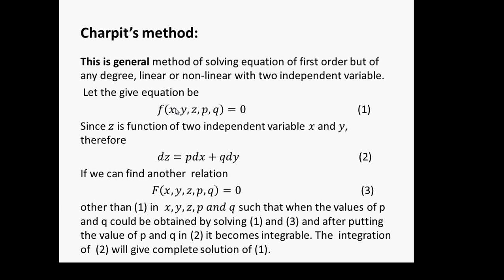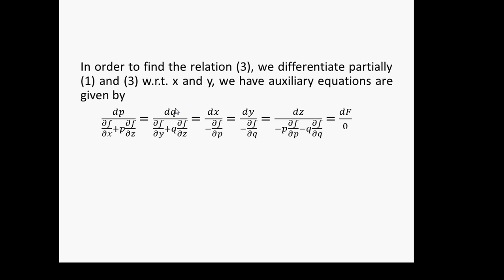So in this section we have to find another relation, which can be found by taking its auxiliary equation. In order to find relation 3, we have to find the auxiliary equation of the form dp upon del f upon del x plus p del f upon del z is equal to dq upon del f upon del y plus q del f upon del z is equal to dx upon minus del f upon del p is equal to dy upon minus del f upon del q is equal to dz upon minus p del f upon del p minus q del f upon del q.